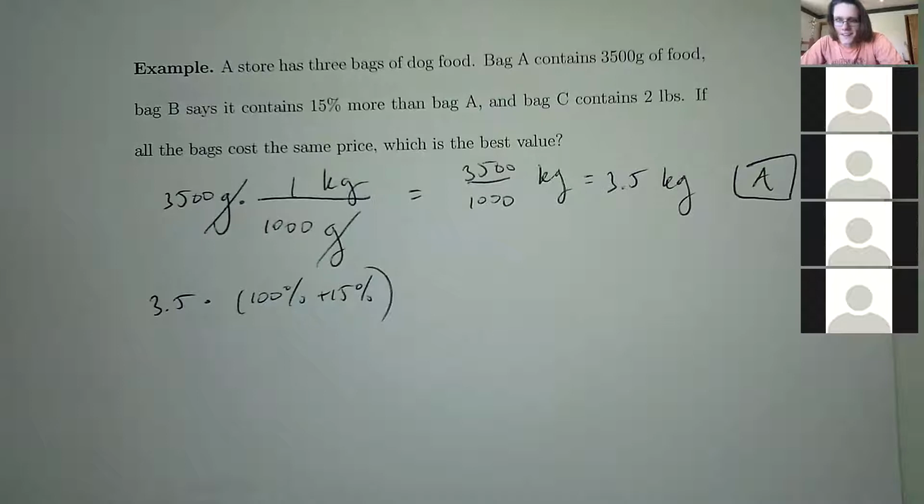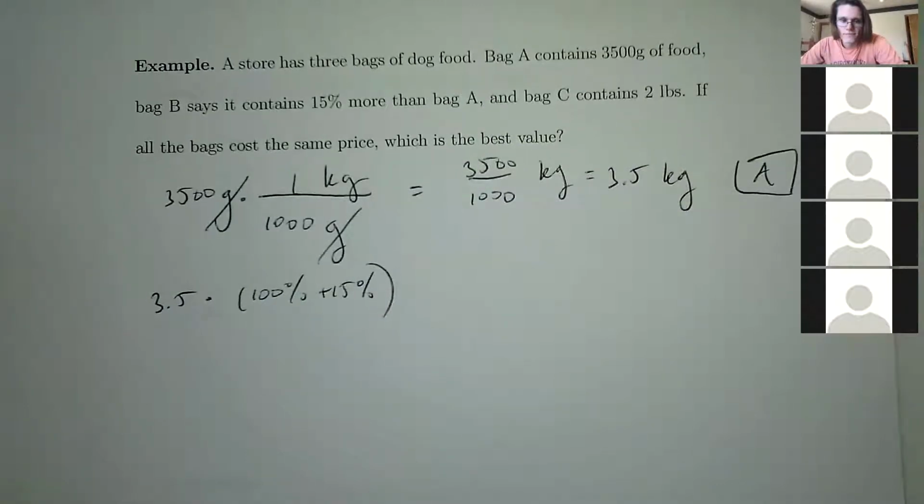Yes, but you don't know how much bag B is yet. So C could still be the winner. It's essentially a contest between B and C, but you have to do A to find B. Yeah, exactly. That's a good observation, though. Thank you for trying to make it shorter.